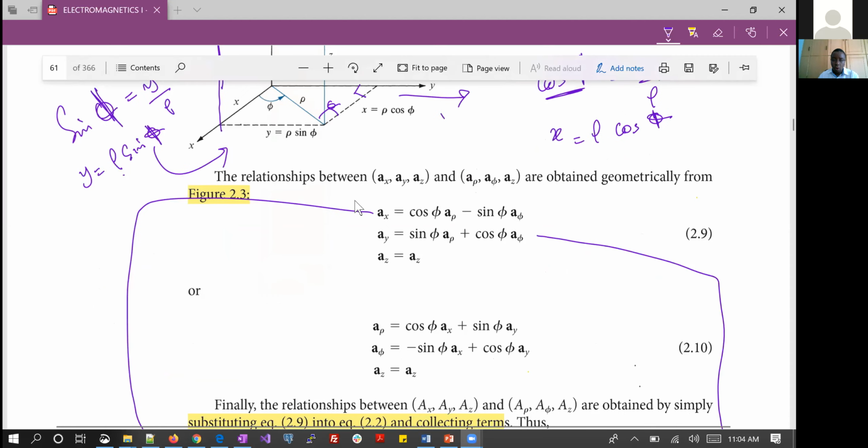So now we want to find the relationships between Cartesian and cylindrical in terms of vectors, the vectors being the unit vectors for each coordinate system. And here is the idea: the transformation from a_x to a_rho is not straightforward. Okay, it is straightforward, but it is not something that you do on the fly.